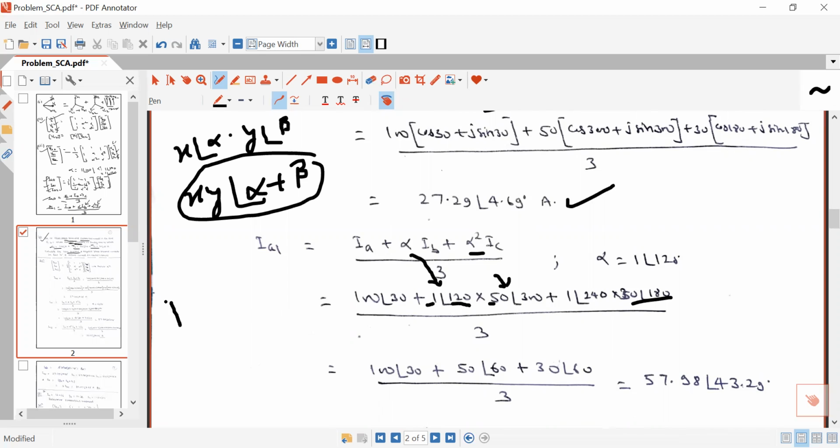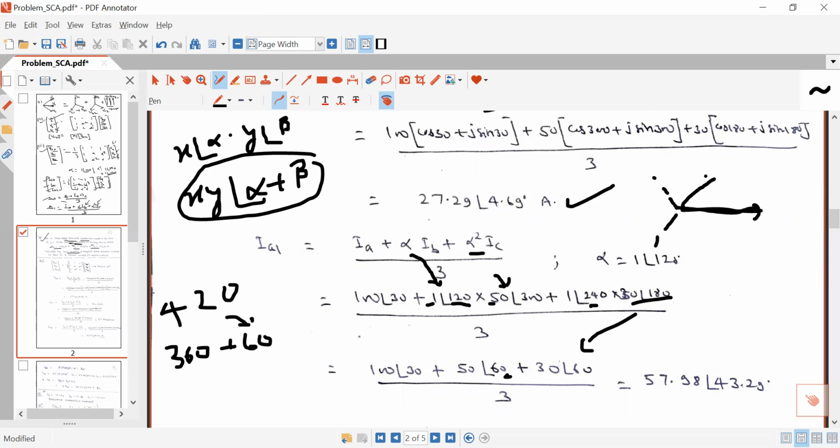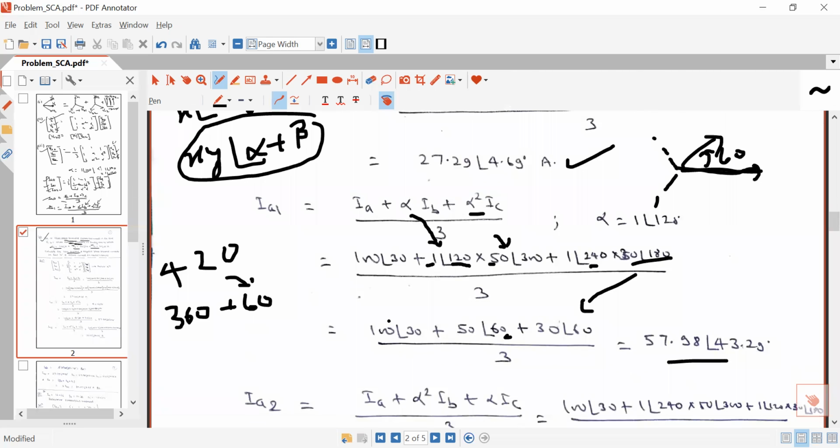300 plus 120 is 420. And you can write 420 as 360, which is one rotation, plus 60. So 420 can be written as 60. Similarly, here the addition is 420, so you can write it as 60. Because 420 means you are rotating the vector in the anti-clockwise direction by an angle of 420. When you rotate this vector by 360, you reach the same position. Again, you have to rotate it by 60 degrees. So 420 ultimately becomes 60 degrees. And when you solve this expression, you will get this.